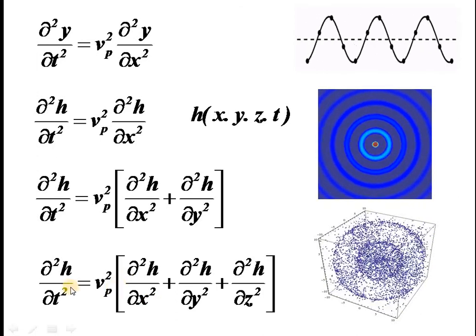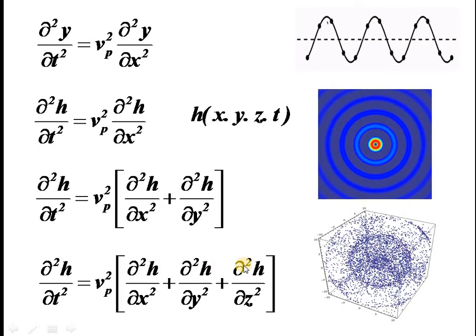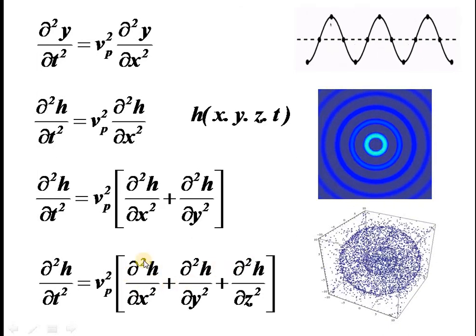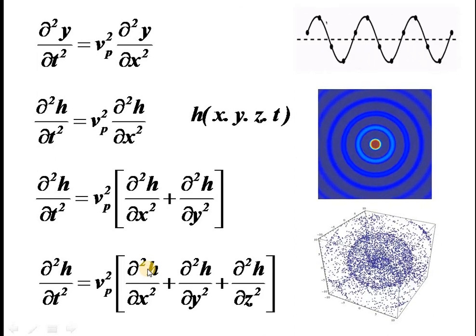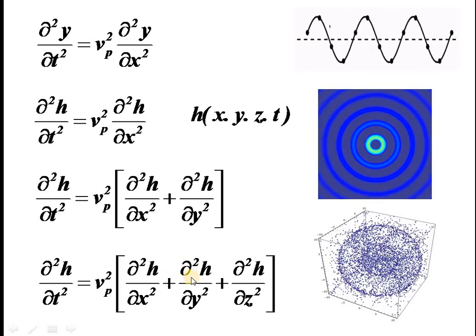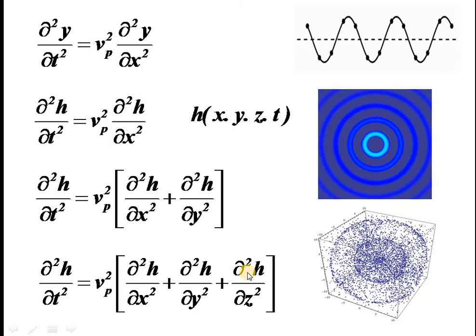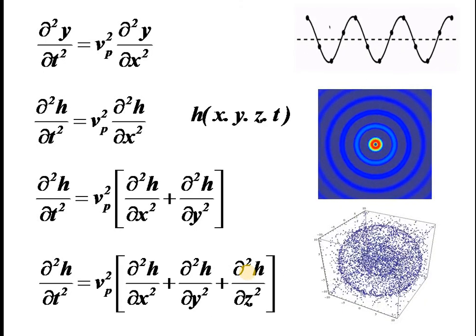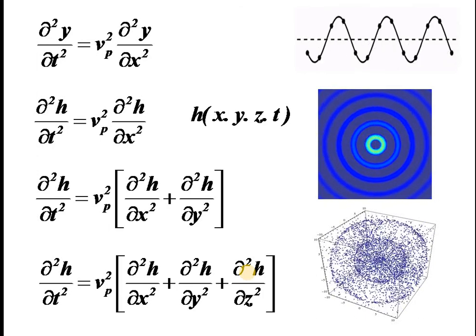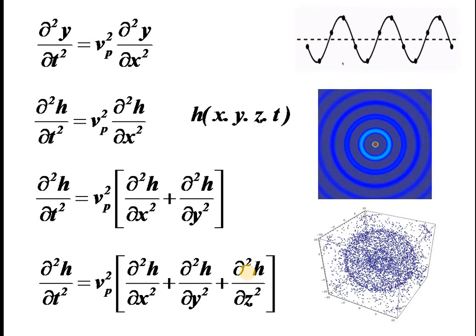So these are all examples of a three-dimensional wave. In such a case, a three-dimensional wave can be represented like this, where you can see three terms: del square h by del x square, del square h by del y square, and del square h by del z square. Understand? So this way you can extend the wave from one-dimensional to two-dimensional to three-dimensional.